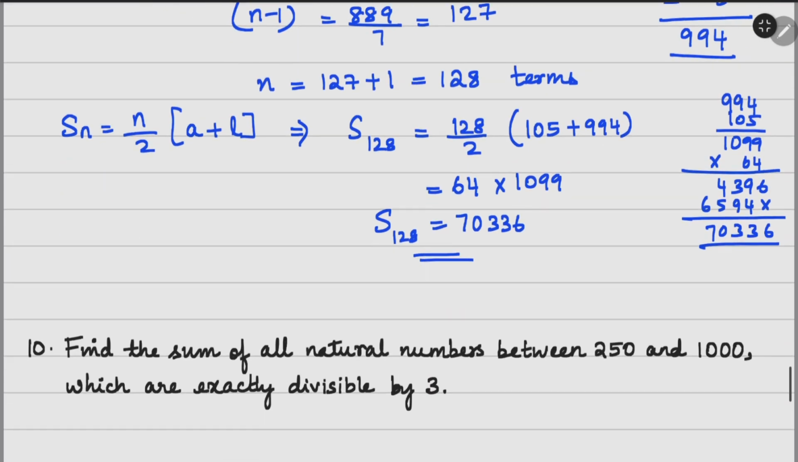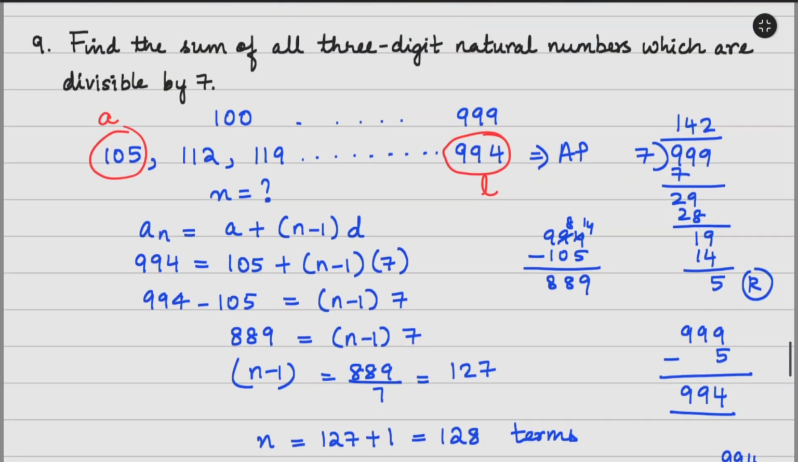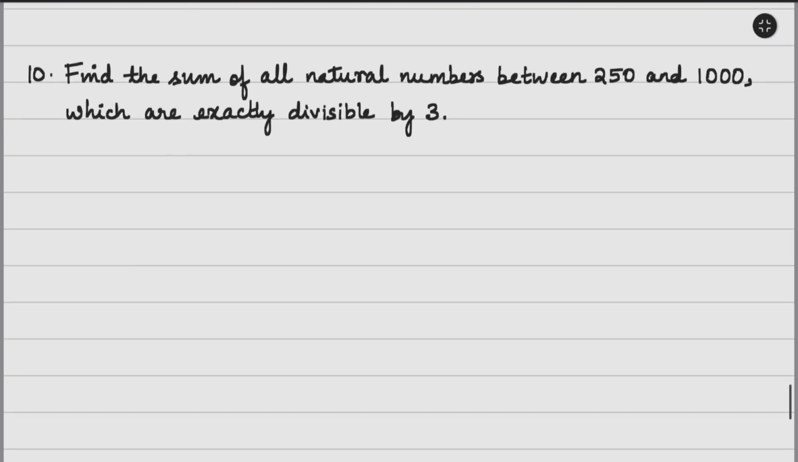Let's move on to the 10th question. Find the sum of all natural numbers between 250 and 1000 which are exactly divisible by 3. A very similar question. Earlier we were seeing divisible by 7, but now you have to find the sum of all natural numbers between 250. Again, 250 is not divisible by 3.